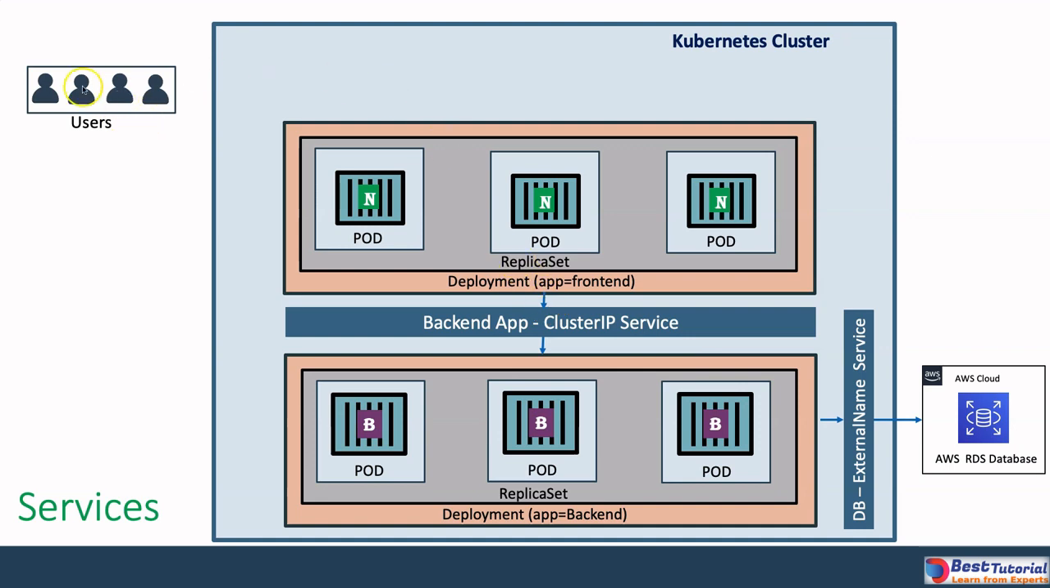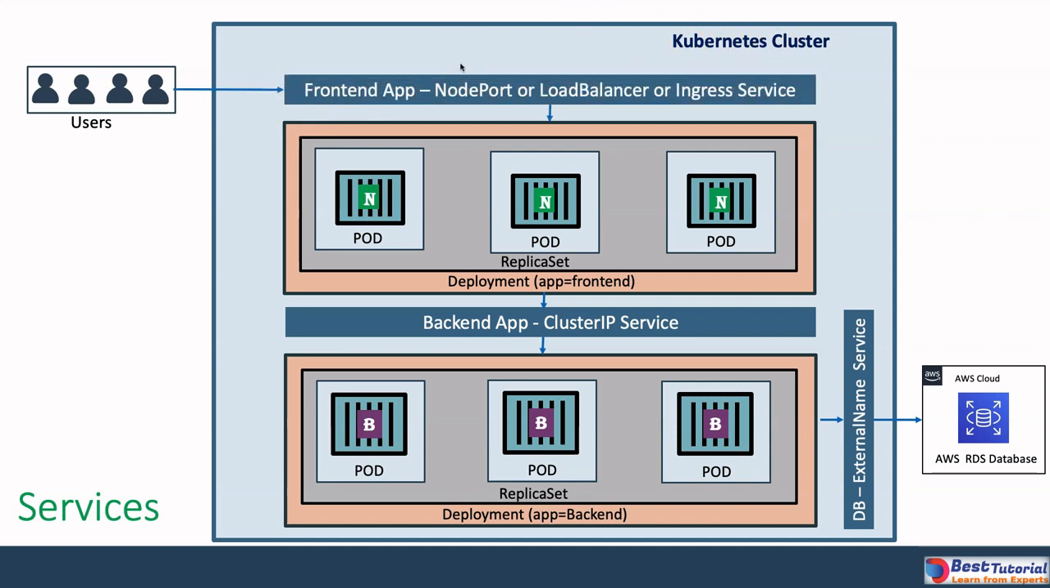Now your users want to access your application, which is hosted in the Kubernetes cluster. For that purpose, you will deploy your front-end service. It might be a NodePort service, a LoadBalancer service, or an Ingress service. Based on the environment you are using and whatever is applicable for you, you can deploy an Ingress service, LoadBalancer service, or NodePort service. All in all, this is the way services can be leveraged inside the Kubernetes cluster in combination with external applications or internal applications.